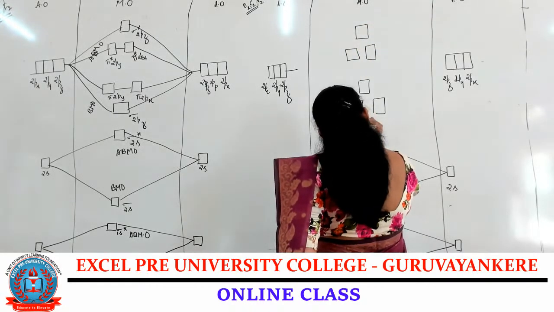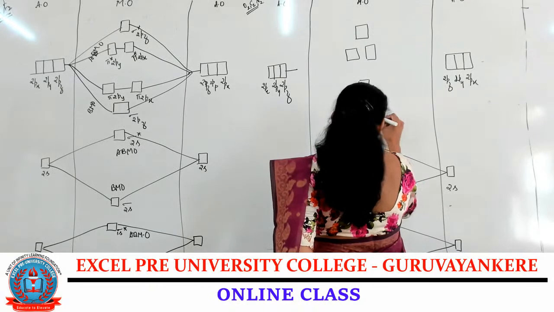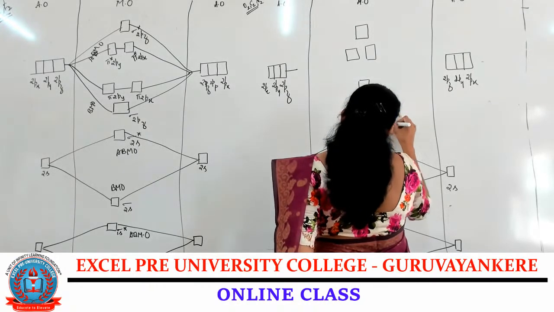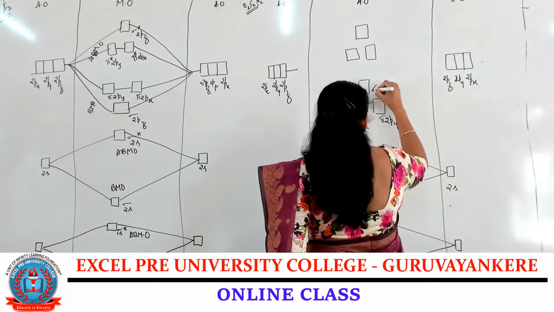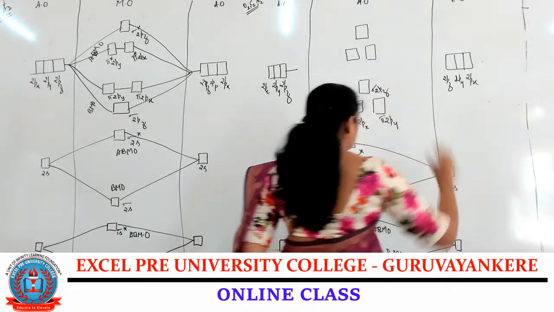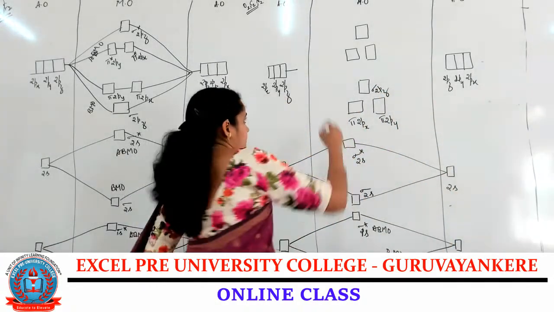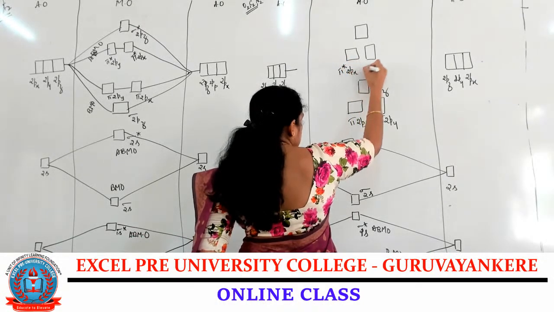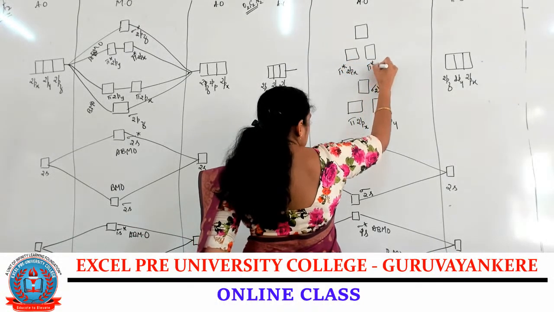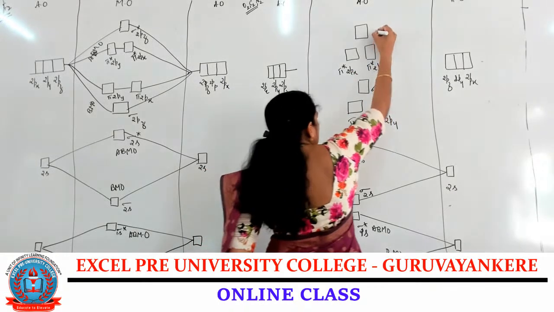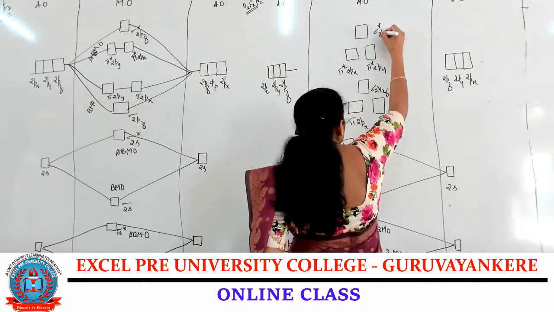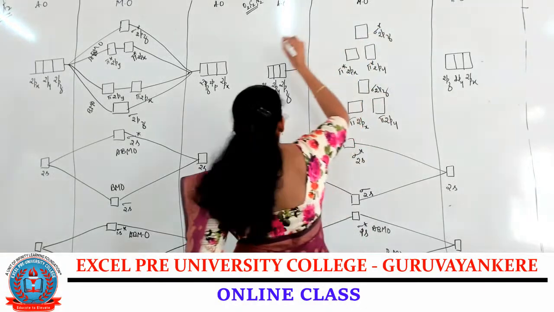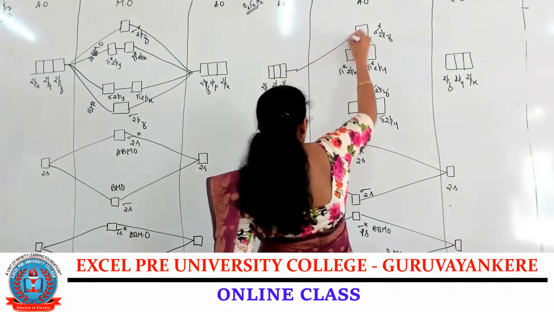Pi 2px, pi 2py, sigma 2pz, pi star 2px, pi star 2py, sigma star 2pz. This is how to distribute the electrons.